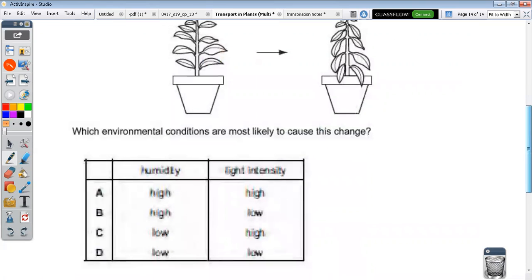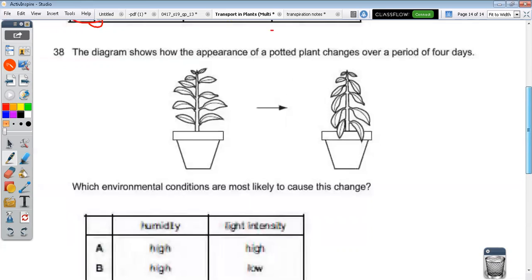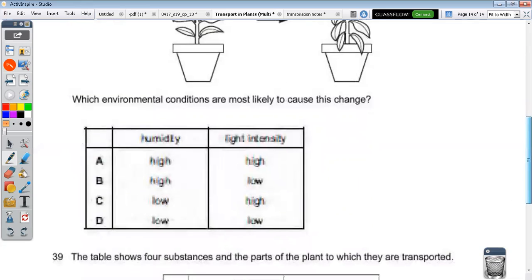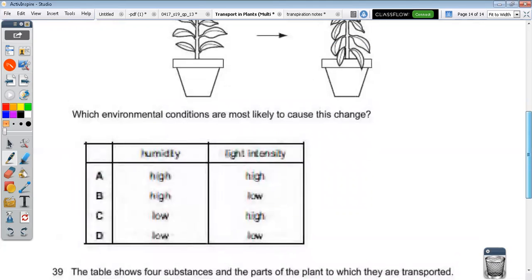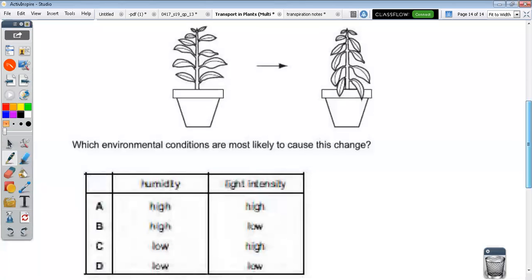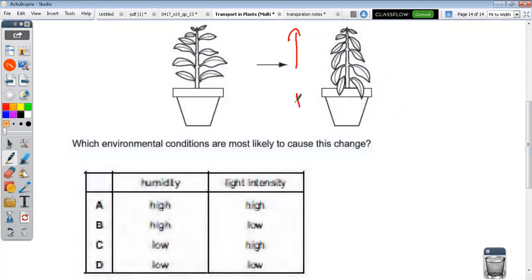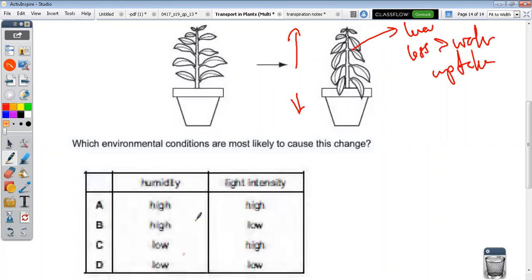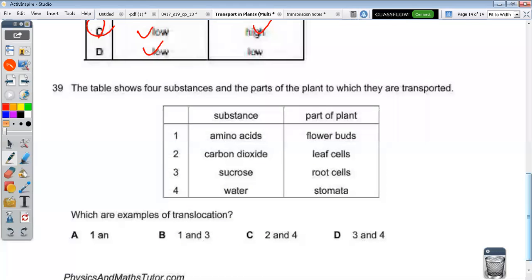So wilting, which condition causes this? So what's the best answer there? Humidity. B. Remember, it's wilting. So water loss is greater than water uptake. It means more transpiration is taking place. So what does that mean about the humidity? Low humidity. Light intensity, high. So what's the answer? Clear?